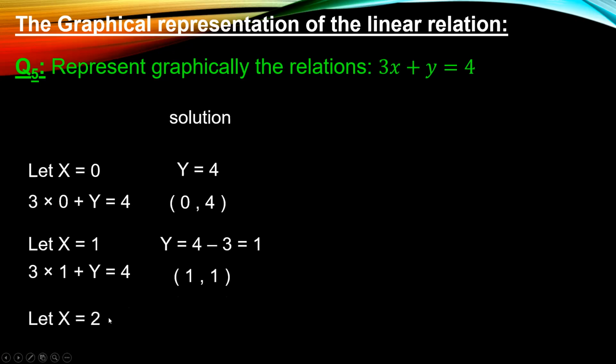For the third ordered pair, I will let x equal 2. So it will be 3 times 2 plus y. It will be 6 plus y equals 4. So y will be 4 minus 6, which is negative 2. So this ordered pair will be 2 and negative 2.